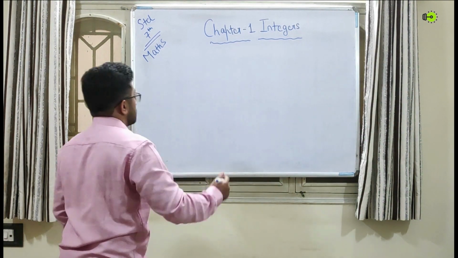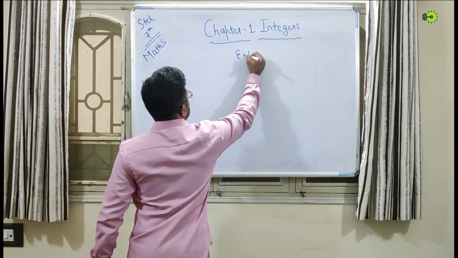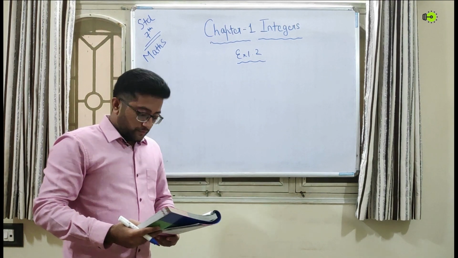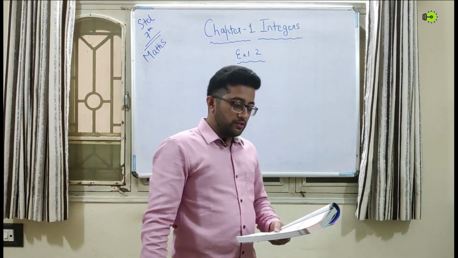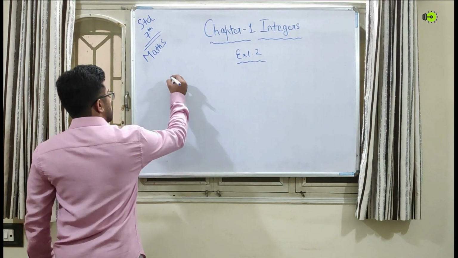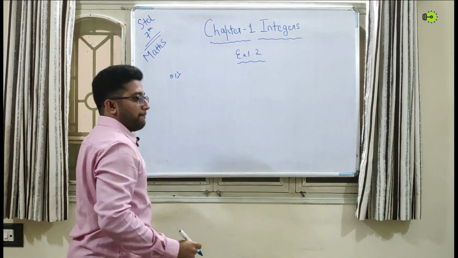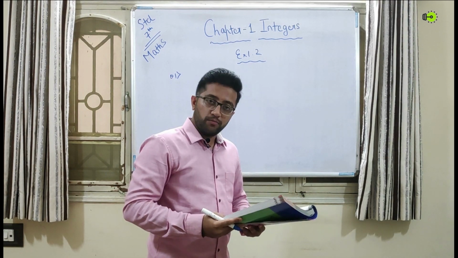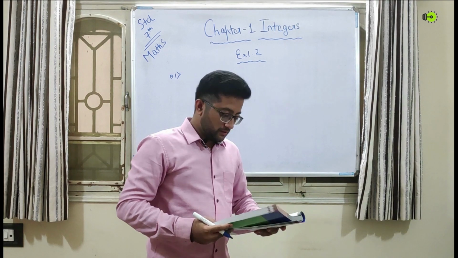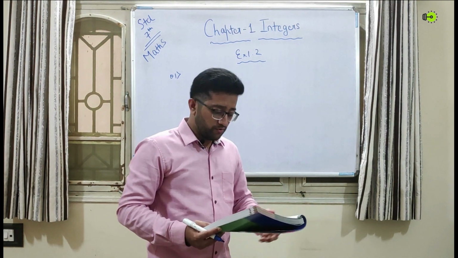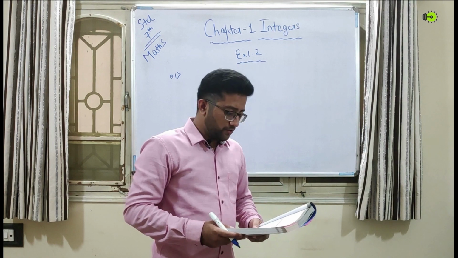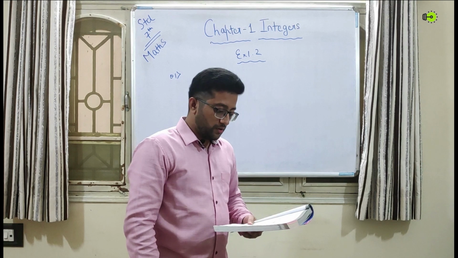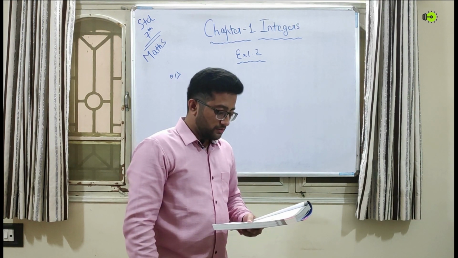Now we will start with exercise 1.2. Question number 1, write down a pair of integers whose sum is minus 7. Okay, so this is a totally self-based learning question. You can try the same at your home and you will get the answer. There are different answers to the same question, so it is totally self-explanatory. You can try on your own. There is no need to see the digest as well as the books. Your answer might differ from the book itself.